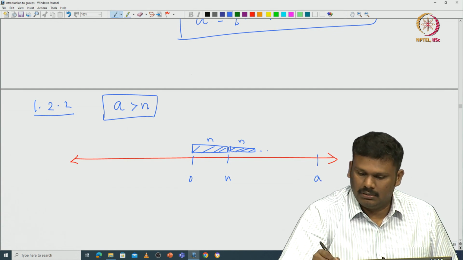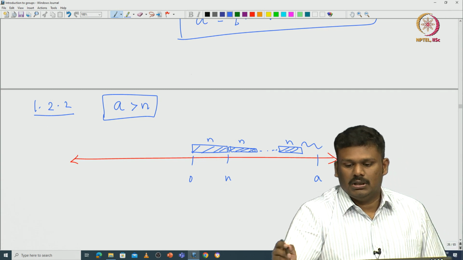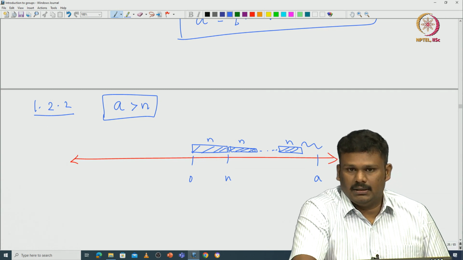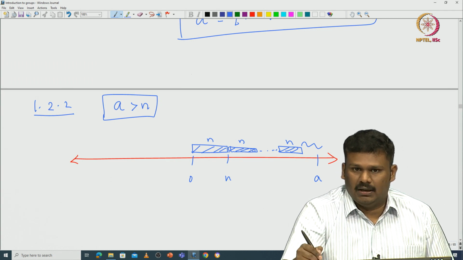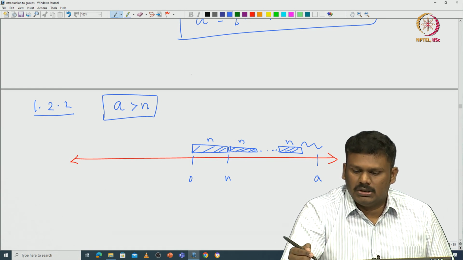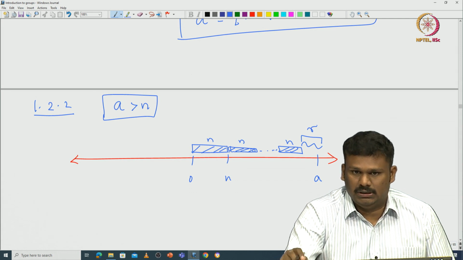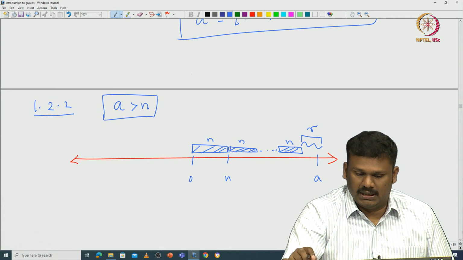Take a here, and this is your n, and then at some point you have another n and something remains here. That remaining thing cannot exceed n, because if it exceeded n, then you could put one more scale of size n there and cover it. So that is why this remainder should be smaller than n. This is the pictorial explanation.